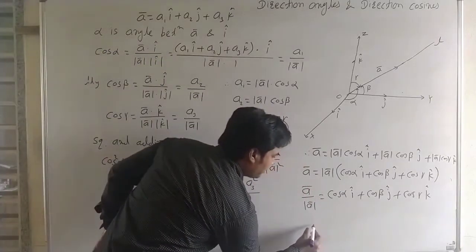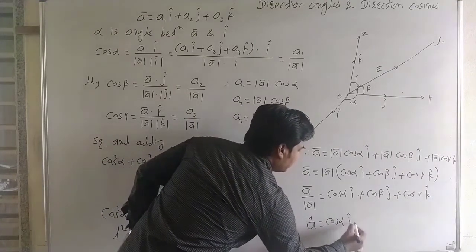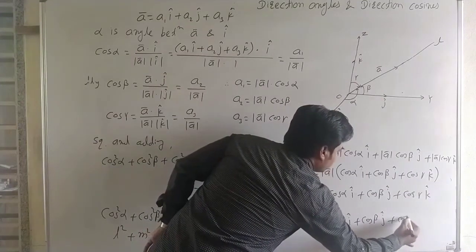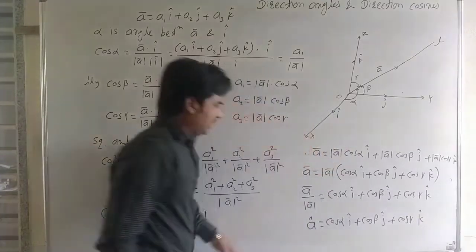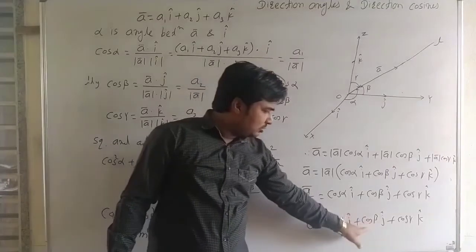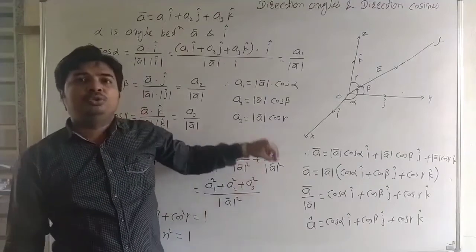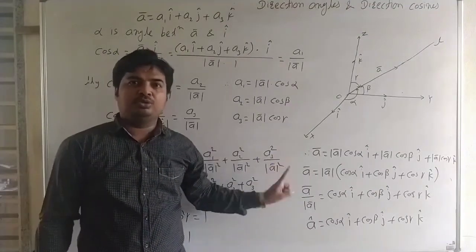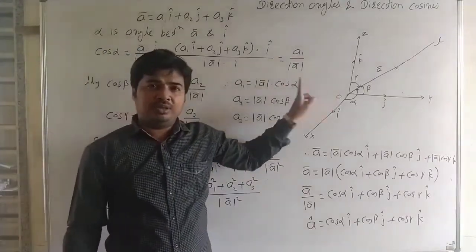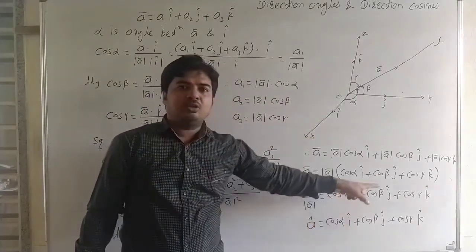That means it is a cap, and it is cos alpha i cap plus cos beta j cap plus cos gamma k cap. The unit vector along the vector a bar is cos alpha i cap plus cos beta j cap plus cos gamma k cap. Here a1, a2 and a3 are only the components of the vector a bar, but the components of the unit vector are cos alpha, cos beta and cos gamma.